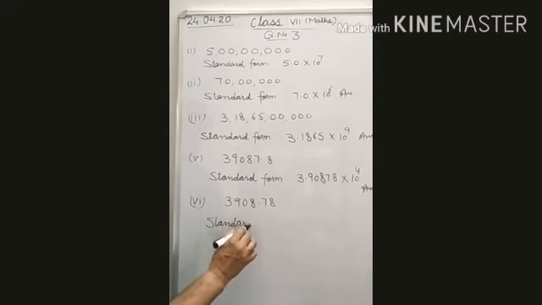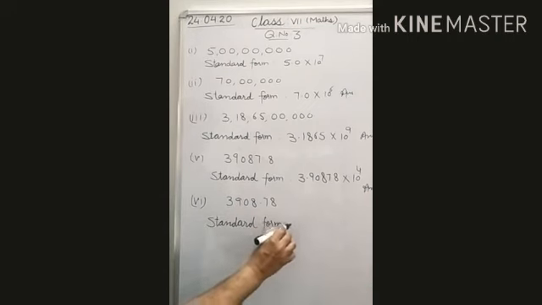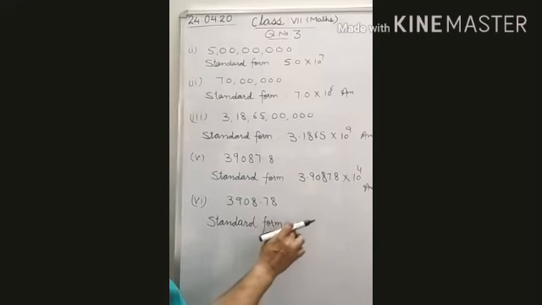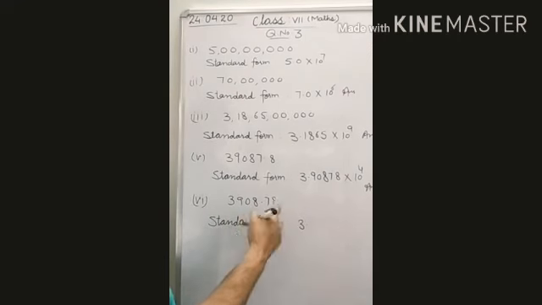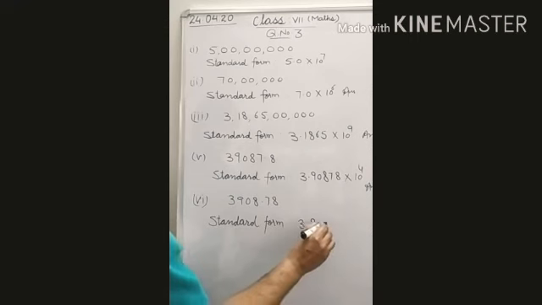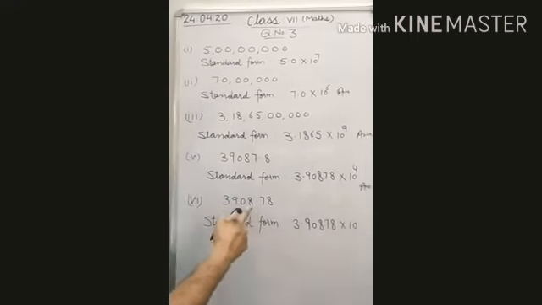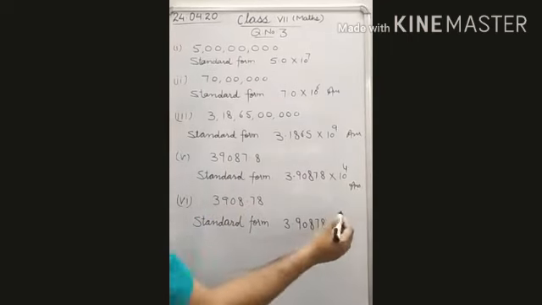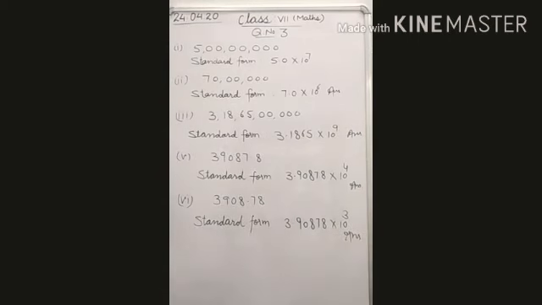So what will be the standard form? It will be displace this decimal up to here. So this number will become 3.90878 into 10 raised to the power how much? Here you see how many digits it displays. It displays 3 digits. So 10 raised to the power 3. So this will be the answer of this question.